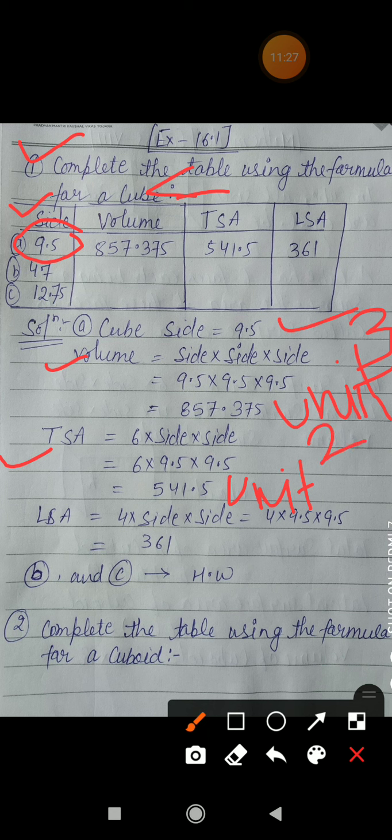So the unit is square. Now we have to discuss the lateral surface area, and what is the formula of the lateral surface area of a cube?